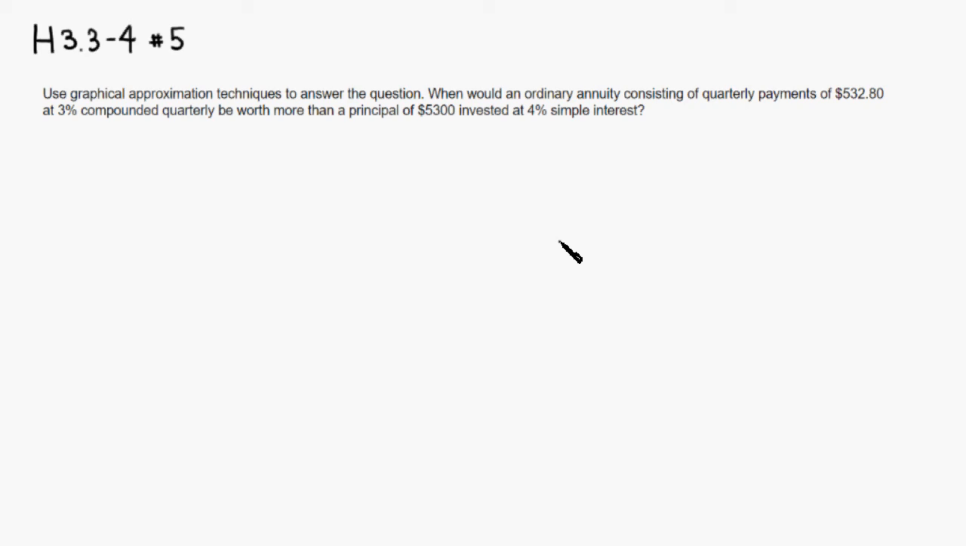Alright, so if you look at the annuity here, then we're looking at the future value. So the future value of the annuity is equal to, right, so remember the formula. The formula is payment times the quantity (1 plus i) raised to the n, minus 1, over i. Alright, so let's fill in those numbers.